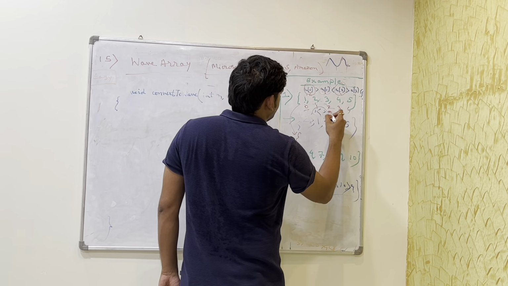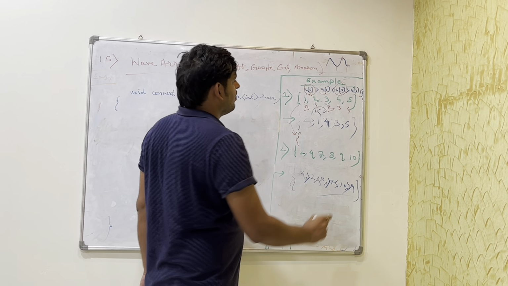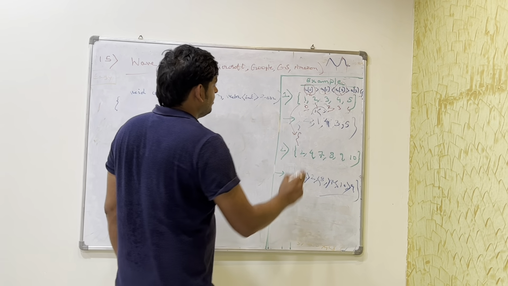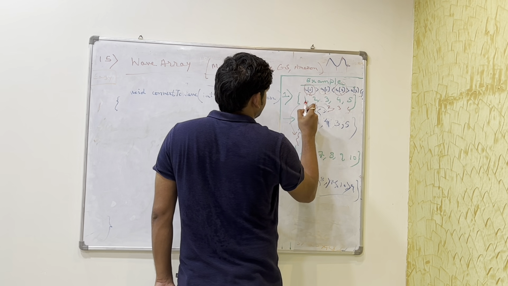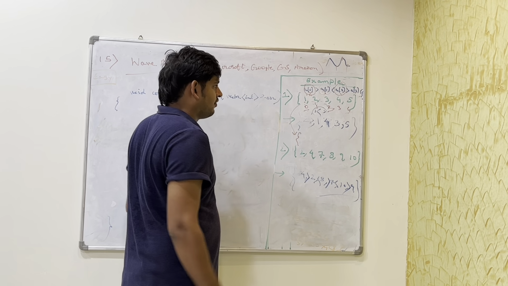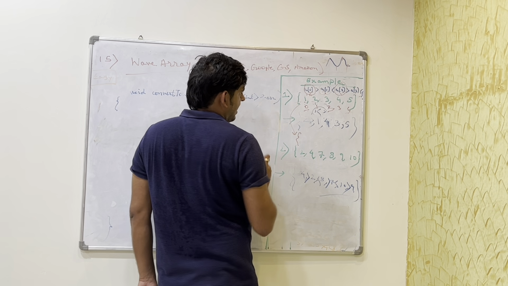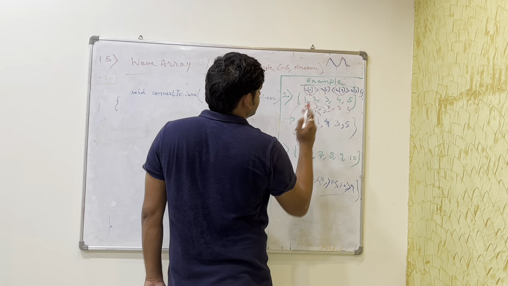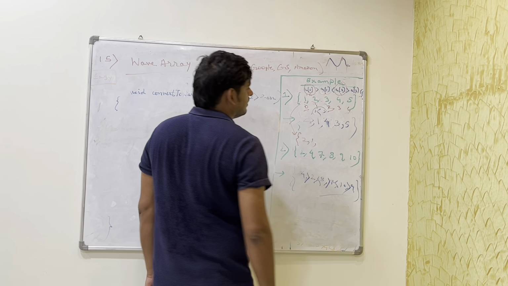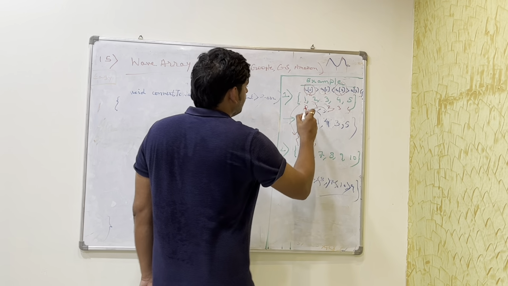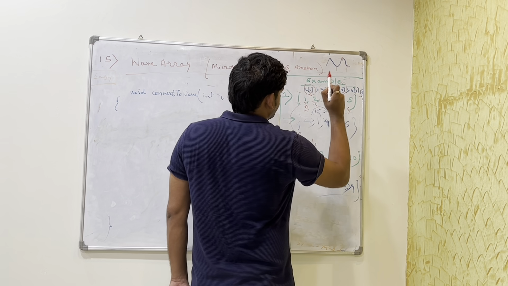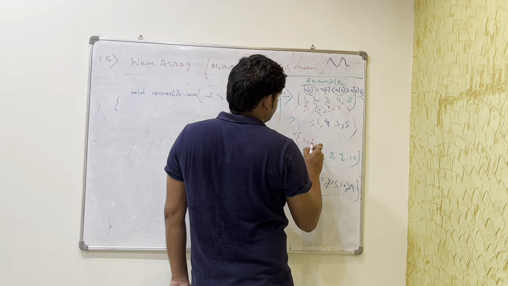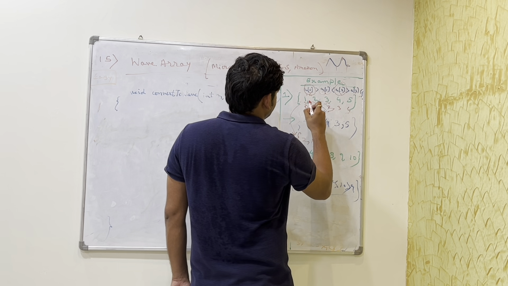So 0, 2 and 4 are the even indexed elements, right? So we need to check whether this element is greater than the adjacent element or not. But for this one, there is no left adjacent, so we check the right adjacent. This is smaller than the right adjacent, so we will swap it. Okay, and then we will move to the next even indexed element. So this 3, is this 3 greater than 1? Now this has been changed to 1.